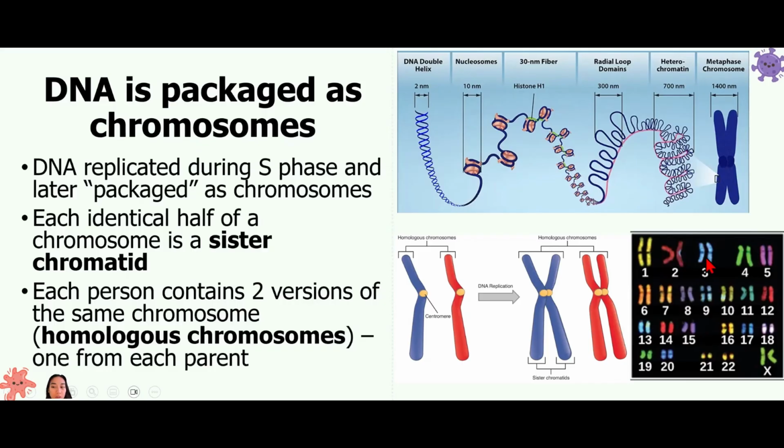So they're not attached, okay? So I know a lot of people think that they're attached in the middle, but this right here is what we're looking at here. And each person has two versions. Why? Because we get one from each parent. So I got chromosome number 1 from my mom and another chromosome number 1 from my dad. Chromosome number 2 from my mom and chromosome number 2 from my dad, and etc. So each person has two copies of each chromosome.